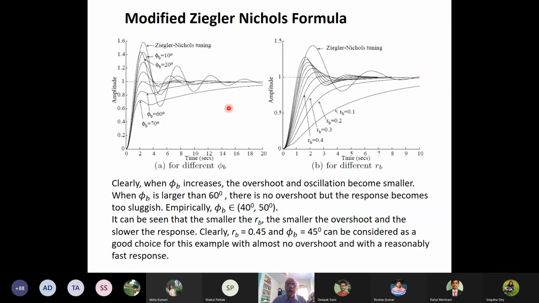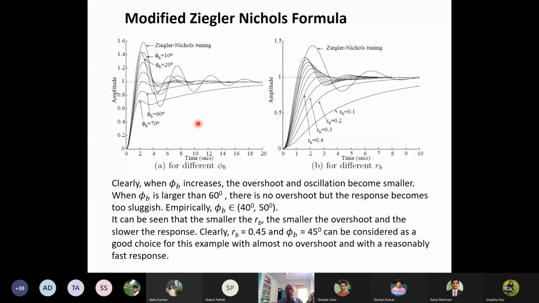Similarly for RB, as we increase the values of RB, the oscillation will increase. At RB equal to 0.1, the response is pretty slow, pretty sluggish. As we keep increasing RB, oscillation starts creeping into the system, and the oscillation will increase as you increase the RB value.